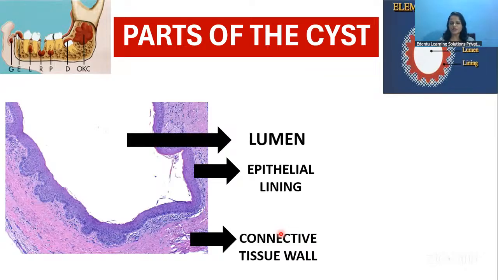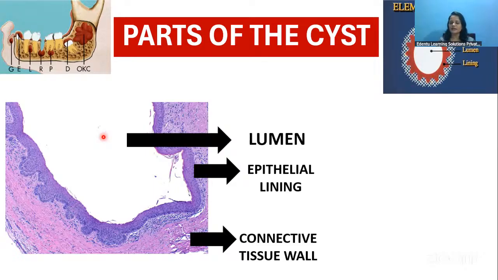Okay, so a cyst mainly has three parts. The central hollow part of the cyst is called the lumen. This white part here is called the lumen. The central enclosed part of the cyst is called the lumen.